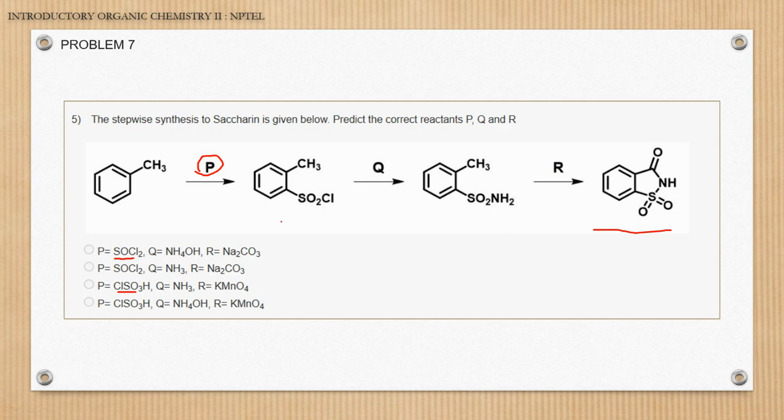After getting this SO2Cl at this position, the second step is they have replaced this chlorine with amine. This is a very simple reaction. Now in the case of Q, they have used ammonia and ammonium hydroxide. So now what do you think? Will ammonium hydroxide do the job, or will ammonia do the job of displacing chlorine by amine?